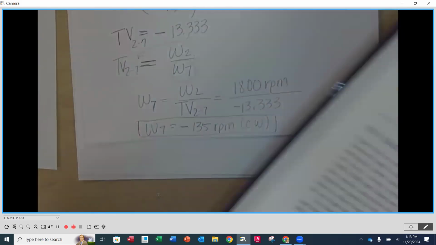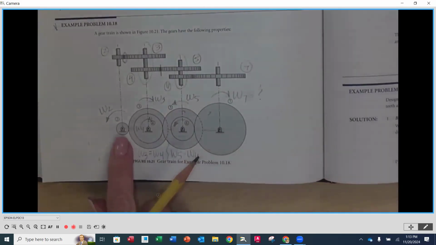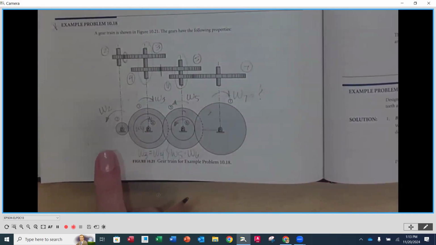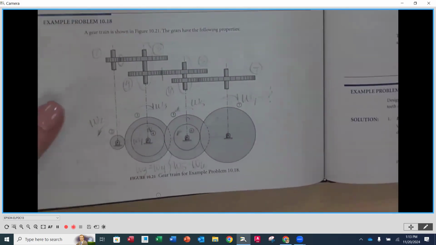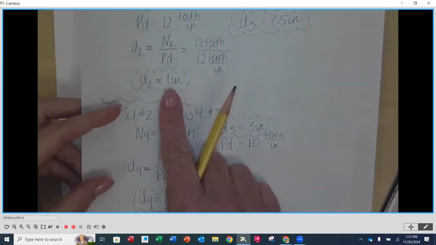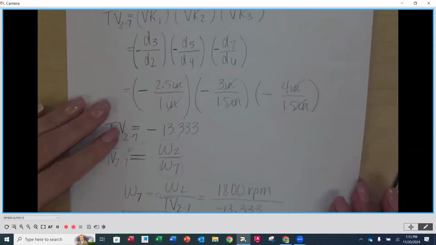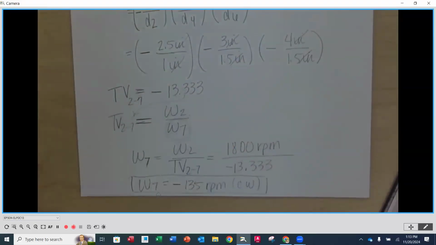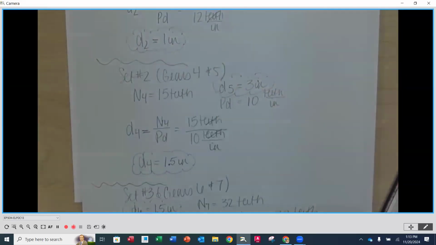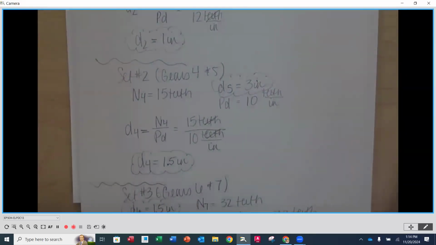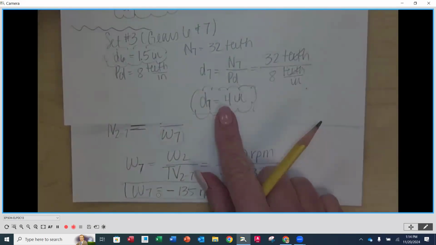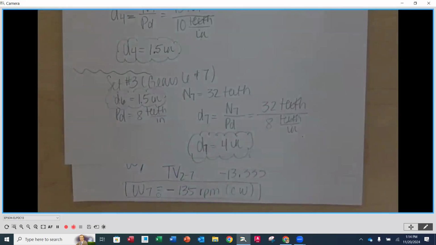Now, why do we do trains? This is a great example. For instance, we have our 1800 RPMs coming in on W2. If we would do this in one reduction, the pitch diameter of gear number 2, we calculated to be 1 inch. If we need a reduction of 13 times, that would mean that we would go from a 1 inch diameter to a 13 inch. In this case, our largest diameter that we have height-wise for any one of these was 4 inches. This is a much more compact, slimmer design.